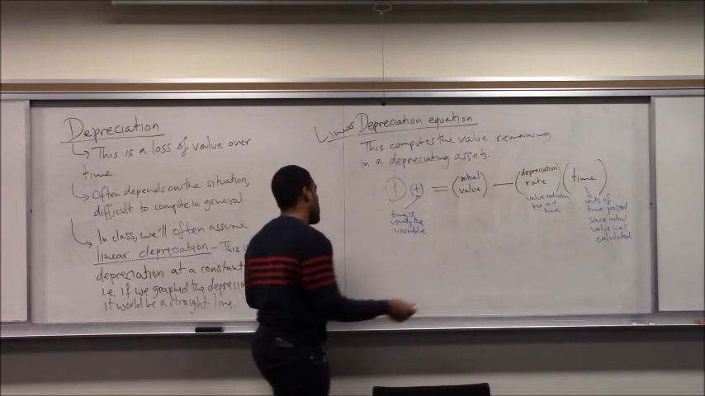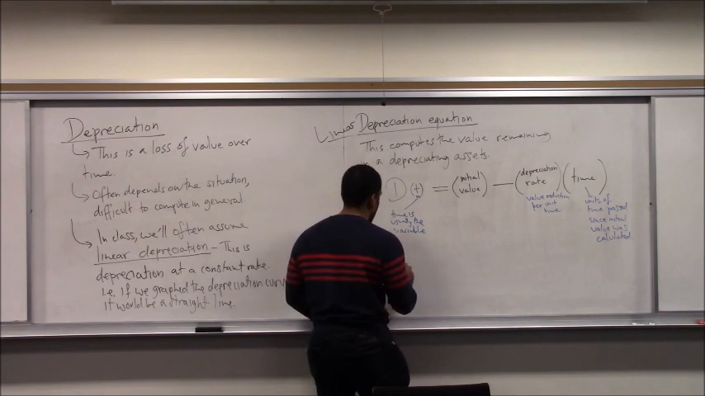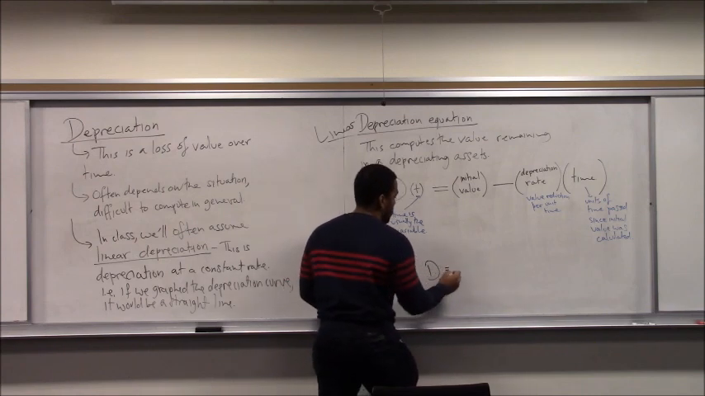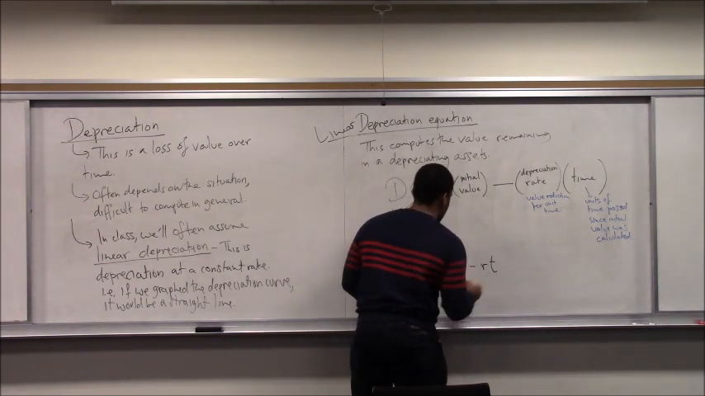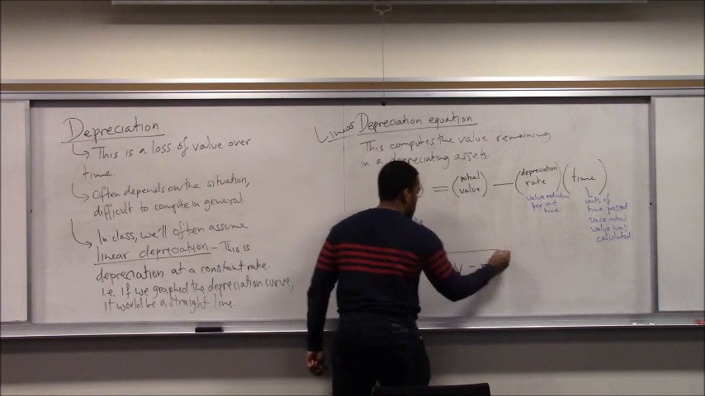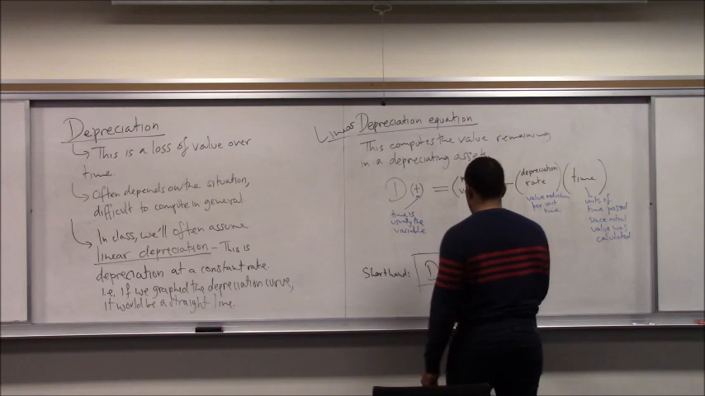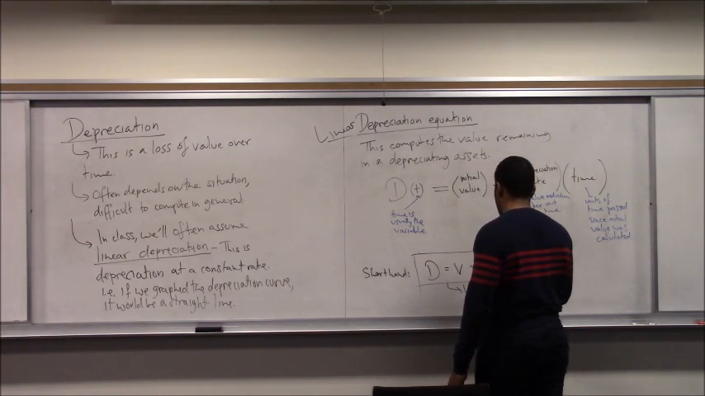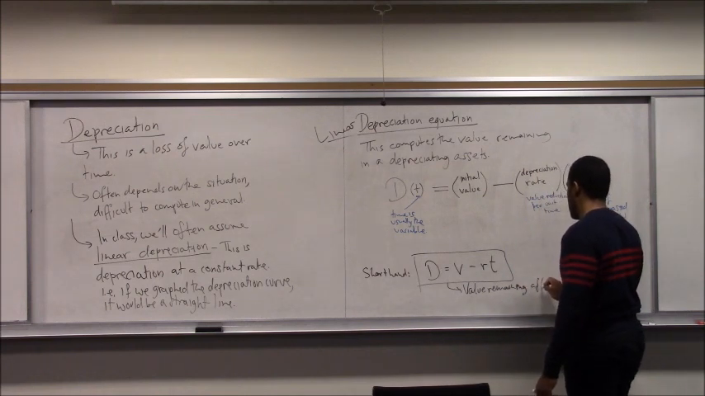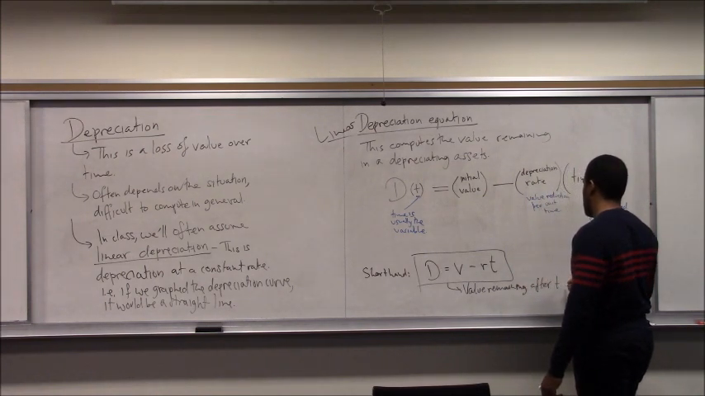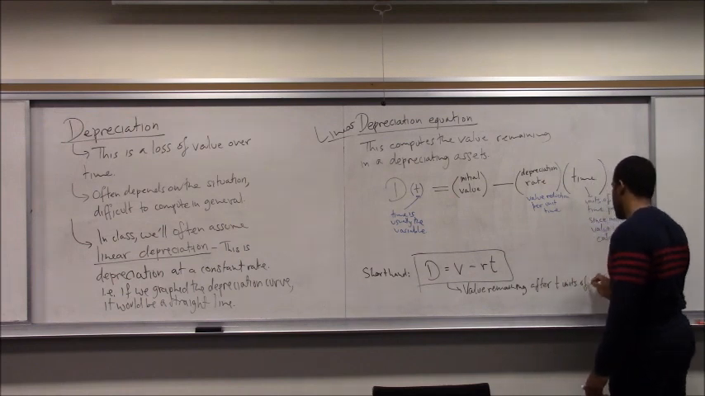Now sometimes they write this as shorthand. V for initial value minus RT. This is called the depreciation equation. It tells you the value remaining after T years. T units of time, usually years.